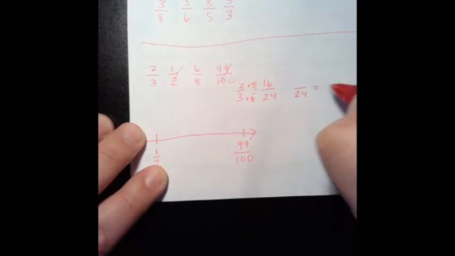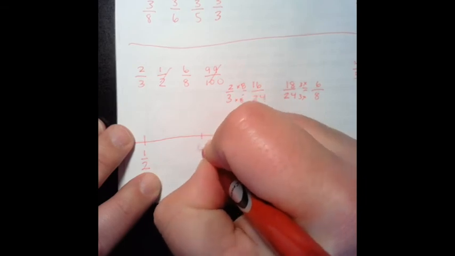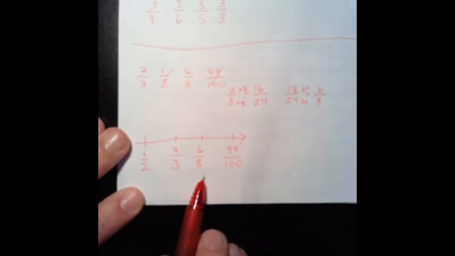Now, to get an equivalent fraction to the 6/8, I'm going to go 8 times 3 is 24. So I'm going to have to go to the one over here, 6 times 3, that is 18. So now I've got 16/24 and 18/24. Now I can easily compare those two. That 18/24, or 6/8, is a little bit bigger than 2/3. And I know that they're both bigger than 1/2.